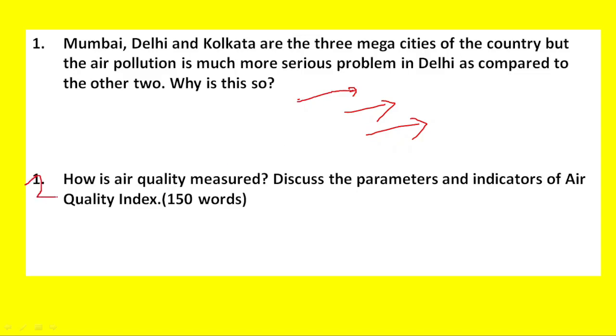The second question is on air quality measurement. How is air quality measured, parameters and indicators, or the Air Quality Index. So you have to write this as well. Both of these questions can be found in this PDF itself. And this is all for air pollution in India and Delhi. You don't have to go to any other source. We have discussed everything for the prelims and mains point of view.